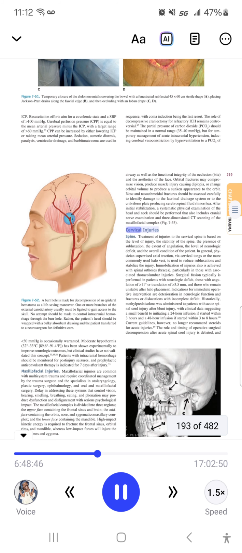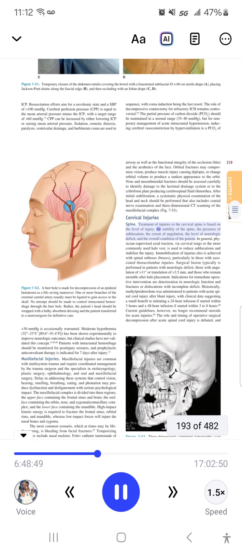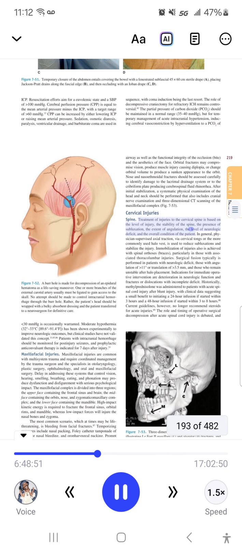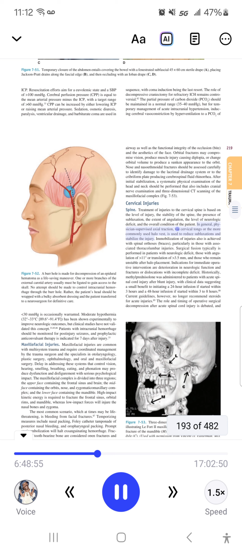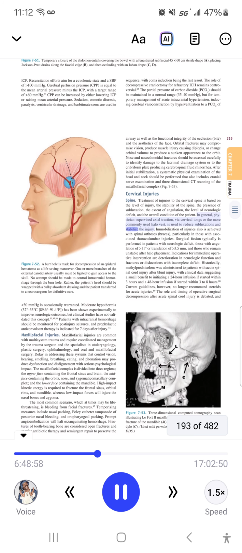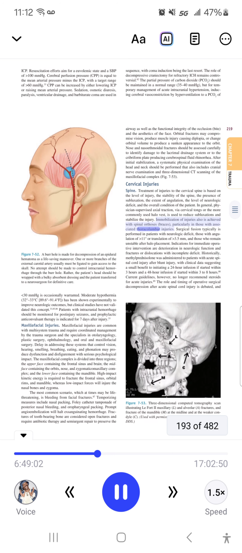Cervical spine injuries. Treatment of injuries to the cervical spine is based on the level of injury, the stability of the spine, the presence of subluxation, the extent of angulation, the level of neurologic deficit, and the overall condition of the patient. In general, physician-supervised axial traction, via cervical tongs or the more commonly used halo vest, is used to reduce subluxations and stabilize the injury. Mobilization of injuries also is achieved with spinal orthosis braces, particularly in those with associated thoracolumbar injuries.